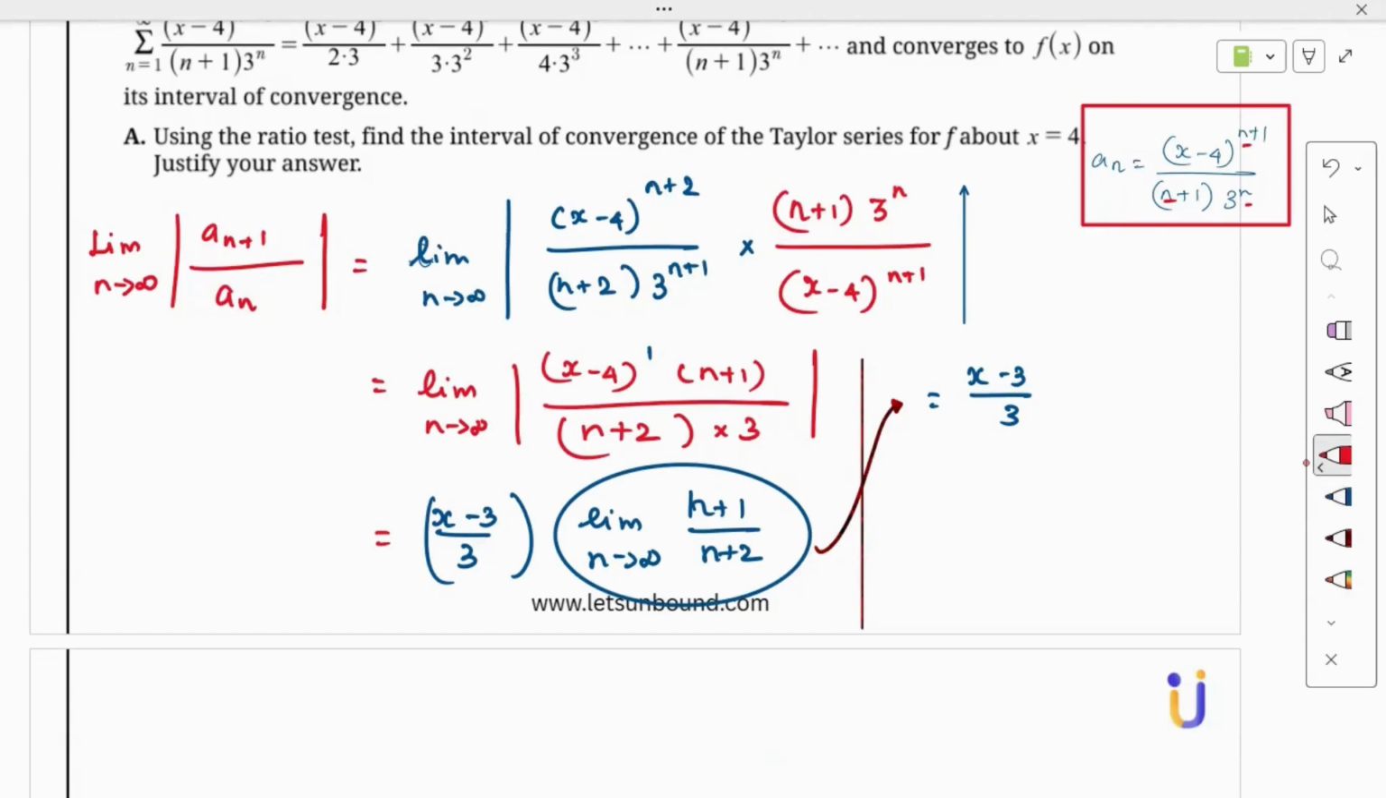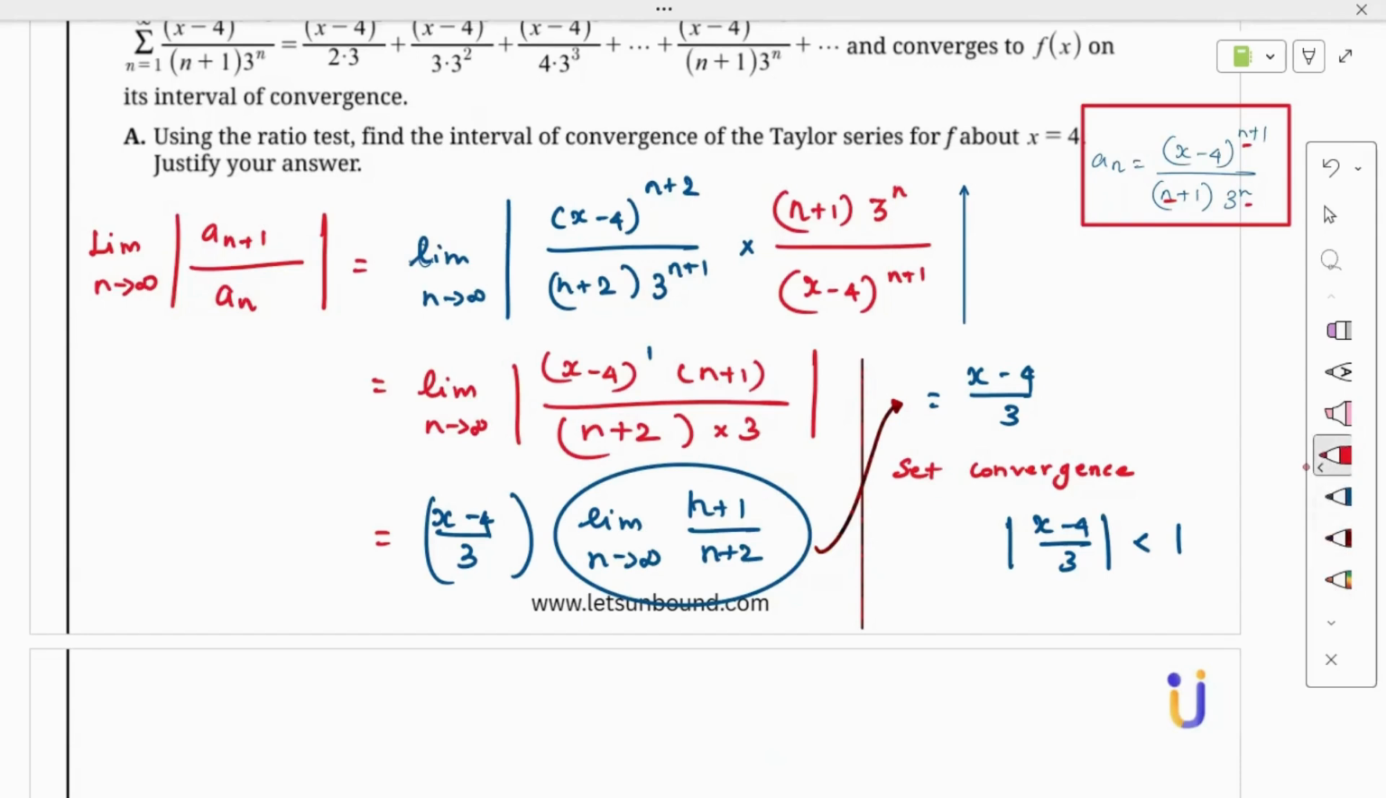So now we can set convergence. That's the next part. We applied the ratio test and modulus, it's x minus 4, actually. Modulus x minus 4 by 3 will be less than 1. This is the interval of convergence.